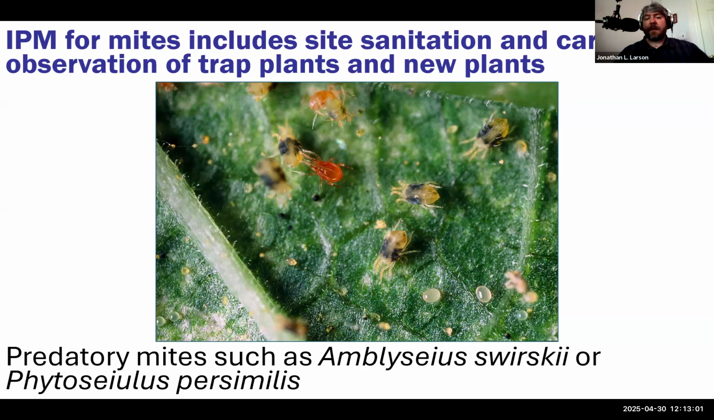We can plant trap plants, such as beans, in particular for spider mites, that can be near the plants that we actually want to protect. They'll get infested first, and if you're monitoring that, you can start to initiate control protocols.